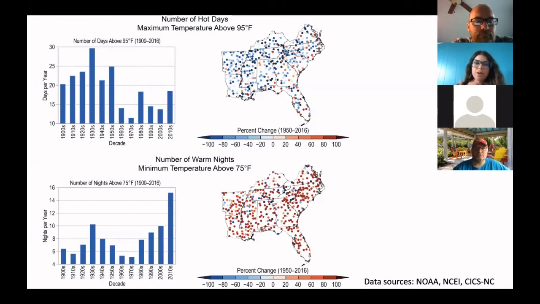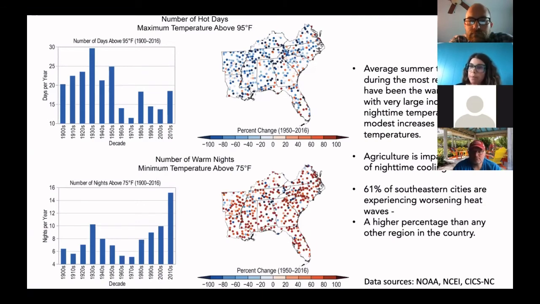Here I asked the agents what they noticed. What stands out pretty clearly is that the real change we're seeing is not in the number of hot days, but in the number of warm nights. We really see a steady increase over the last 4 decades in the number of nights with a temperature above 75 degrees. When you look at percent change across the Southeast, this is a very stark change. We're really seeing an increase in the number of warm nights, and this drives our overall average daily temperature increase as well.